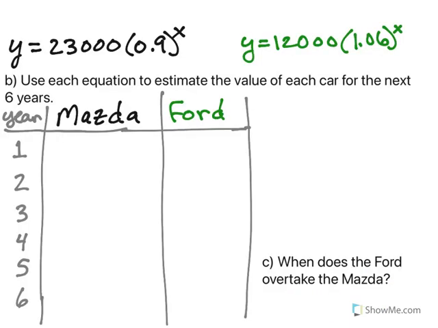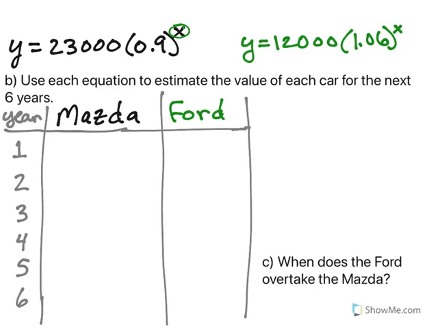Now, part B says use each equation to estimate the value of each car for the next 6 years. So you're going to go through and you're going to substitute in 1, 2, 3, 4, 5, 6 into the equation and complete the table. So let's go ahead and do that. Let's do the Mazda together.